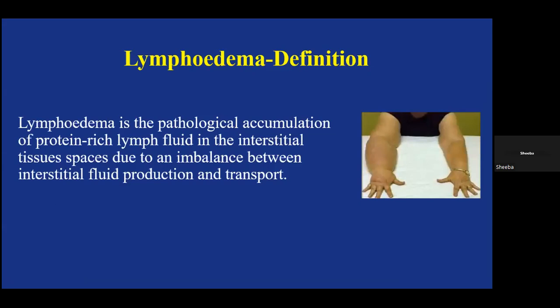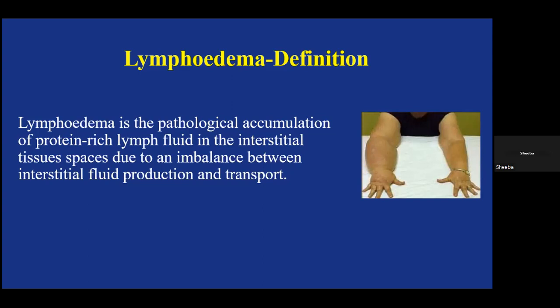So let's see what lymphedema is. Now you have an idea about the lymphatic system, what its functions are and what the pathophysiology is. You understand all these things. Now we are going to learn about lymphedema. Lymphedema is a pathological accumulation of protein-rich lymphatic fluid in the interstitial space due to an imbalance between interstitial fluid production and transport.